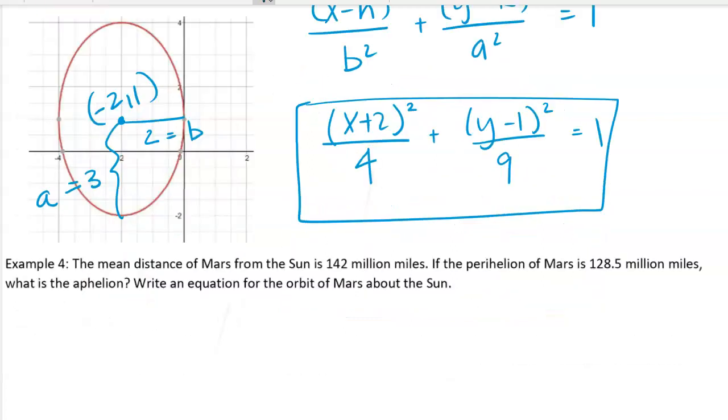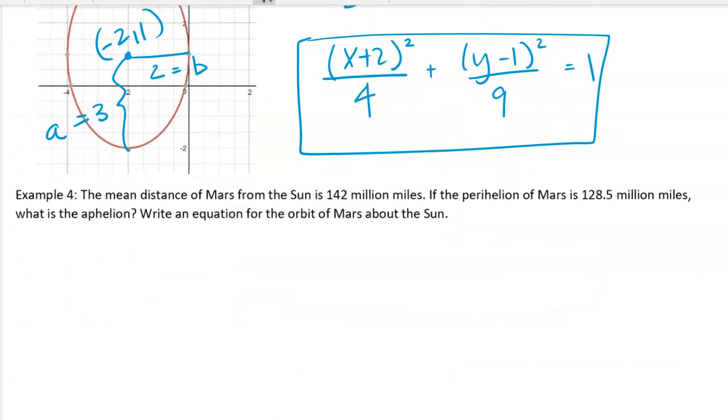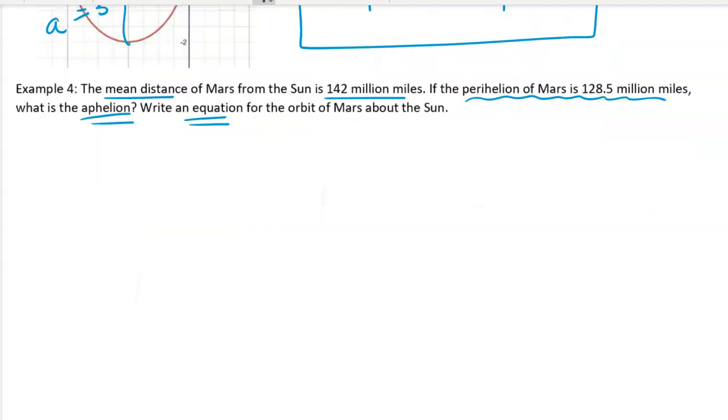All right, Saba, help us read our orbital problem. The mean distance of Mars from the sun is 142 million miles. If the perihelion of Mars is 128.5 million miles, what is the aphelion? Write an equation for the orbit of Mars about the sun. Awesome. All right, let's sketch it out.